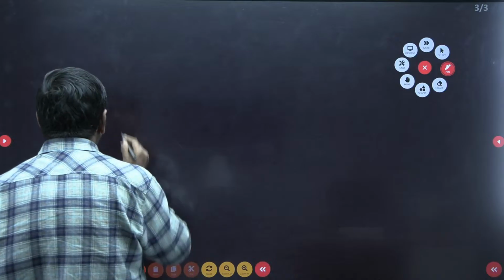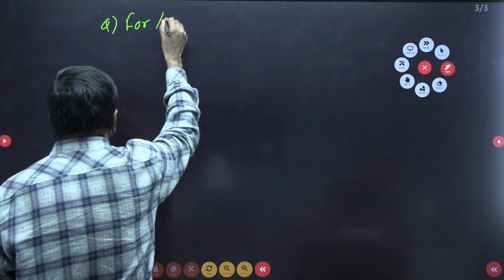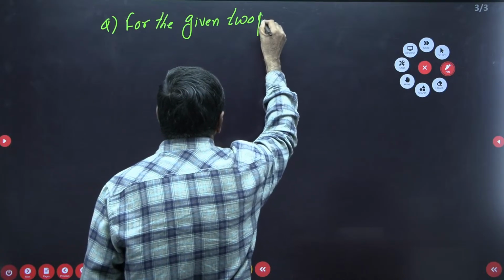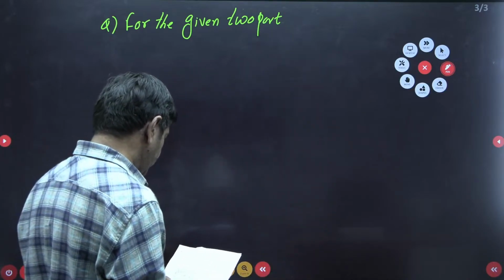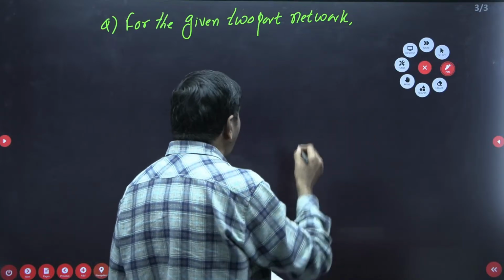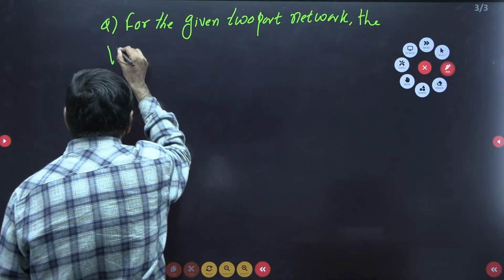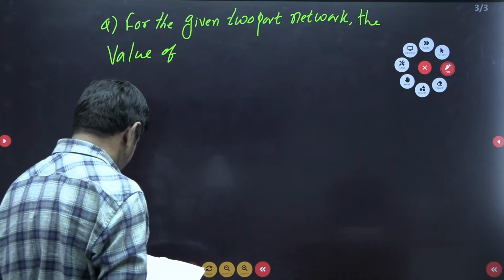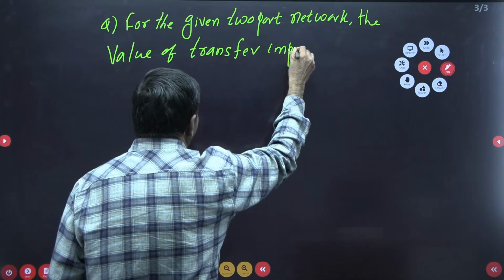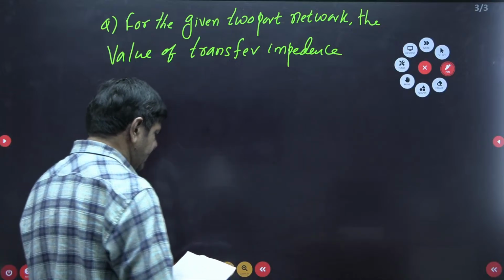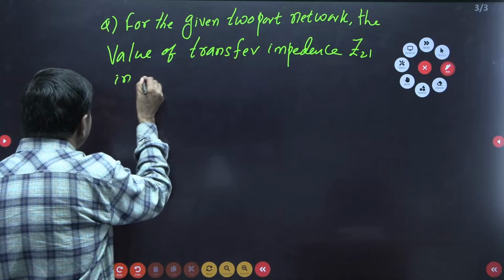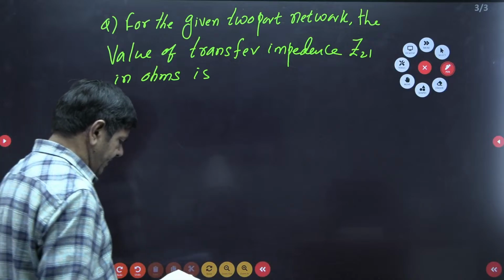For the given two port network, the value of transfer impedance Z21 in ohms is asked. Here the network is given like this.